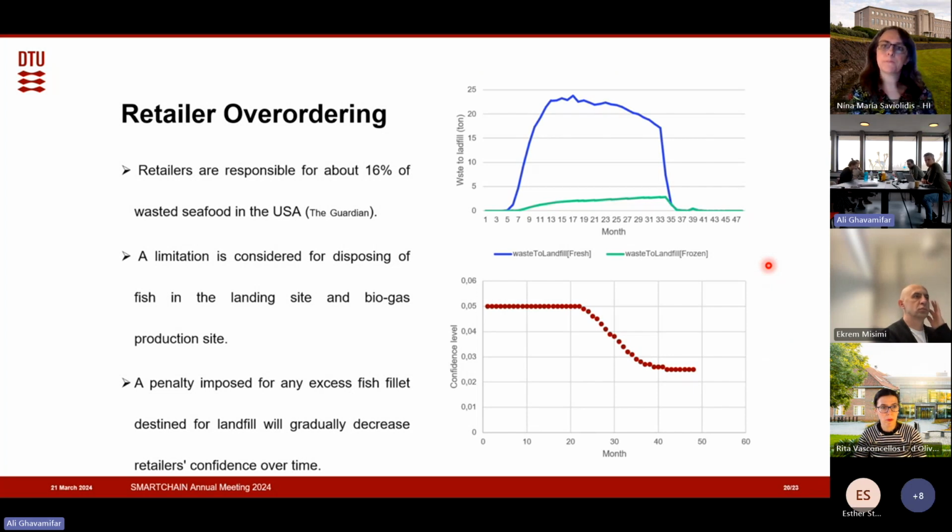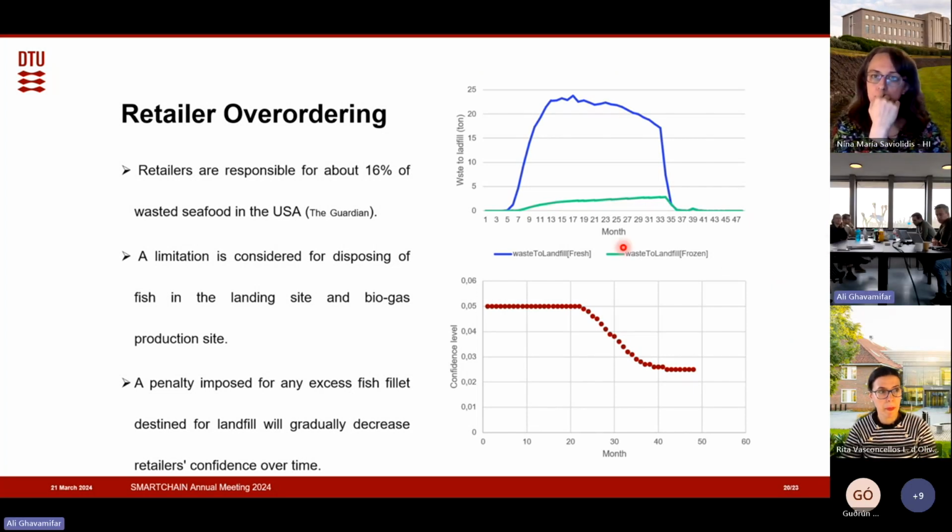You can see the result here. Over time, first the waste that is sent to the landfill site is increasing, and then when they are approaching the limitation on the quota, they will try to decrease this. And the interesting point is that they tend to decrease their confidence level to the minimum level that we have defined for the confidence level of the retailer. And then they will decrease their order for the processed fish.